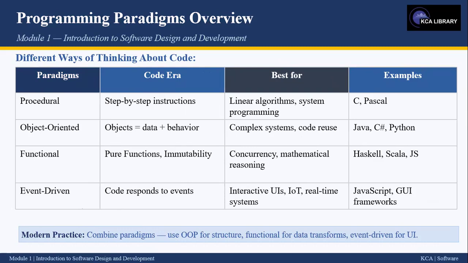When you sit down to write code, which paradigm do you use? You either use procedural, which is step-by-step instructions, object-oriented, which is modeling the world as objects with data and behavior, functional, which focuses on pure functions and immutability, or event-driven, responding to user actions. Modern practice often means combining these, using object-oriented programming for structure, functional for data processing, and event-driven for your user interface.